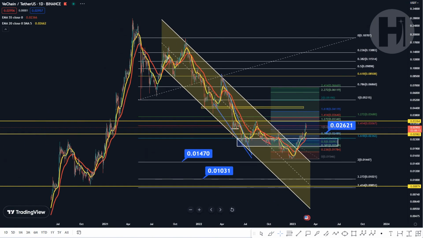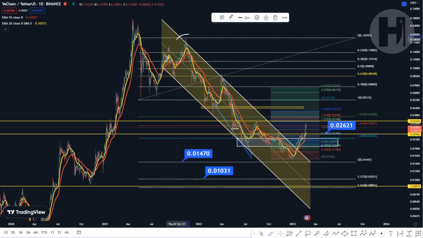Also, there is a large Fibonacci retracement at play here. So we have the swing high all the way back in November of 2021 and the swing low back in May of 2021. We retraced down below the 1.618, which was our technical target.